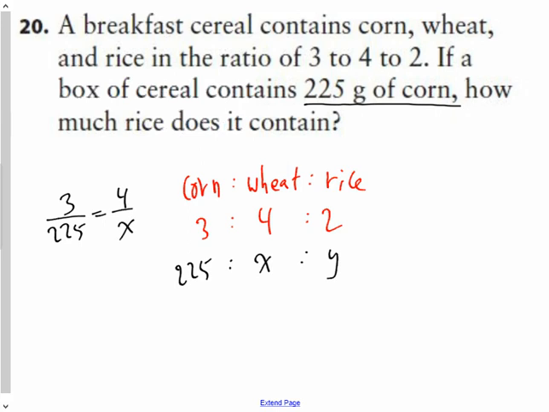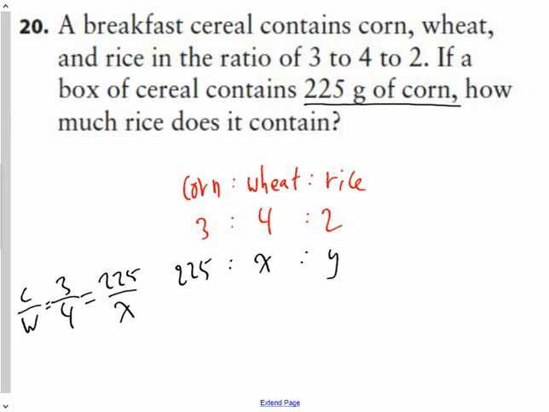You could also set it up as 3 over 4 is equal to 225 over x. That is fine as well. But what we're really going to do is take the second one here, and think about what this says. It says the corn to wheat ratio. So the corn to wheat ratio is 3 to 4, which will be corn being 225. What is the wheat? So what did I multiply 3 by to get 225? Does anyone know 3 times what is 225? How can we figure out that multiplier?